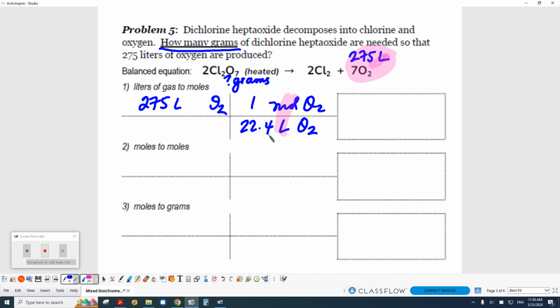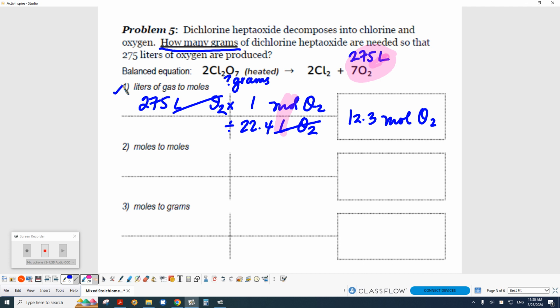That's the GMV. And we're now able to cancel out the liters of O2, and we're left in this step with the moles of O2. And remember to multiply by the top and divide by the bottom. 275 multiplied by 1 divided by 22.4 gives us a 3-digit answer of 12.3 moles of O2. Step 1 completed.